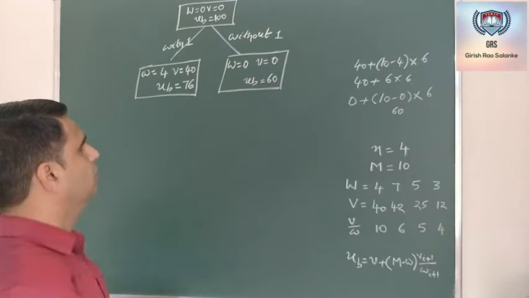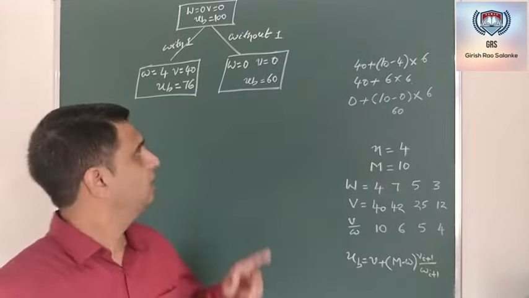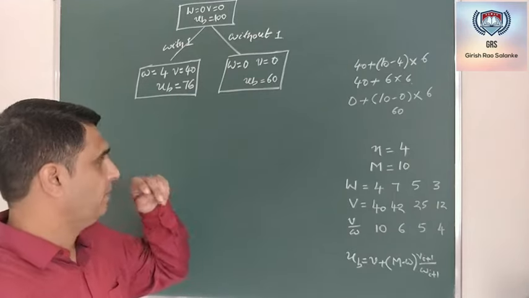Now among these two, the one having a higher upper bound is this node, which is the node with upper bound 76.